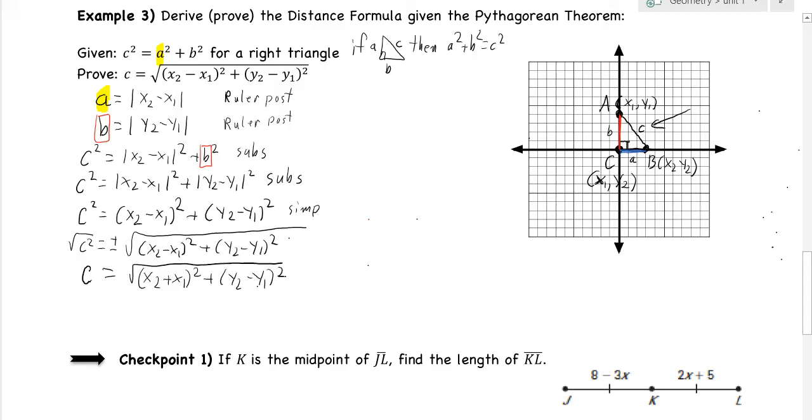As long as the Pythagorean theorem is true, then we know that this is actually the way to calculate the distance in the coordinate plane.